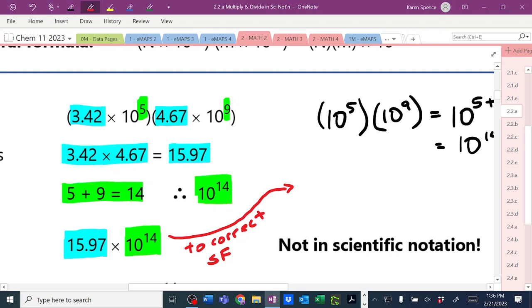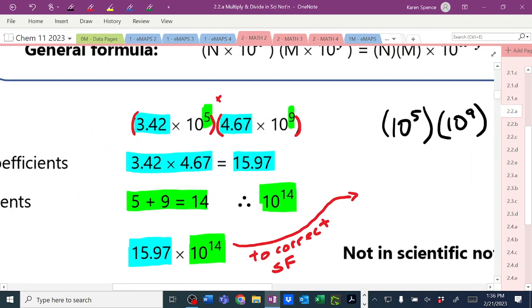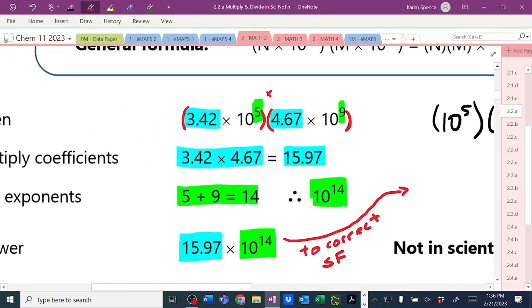What did we just do with these numbers? Did we add and subtract, or did we multiply or divide? We multiplied. Therefore, we're going to use the multiplication rule. What is the multiplication rule? Multiplication rule, division rule, you're going to round to the least sig figs in the calculation.